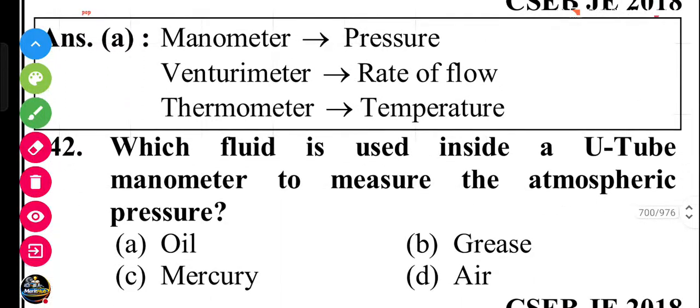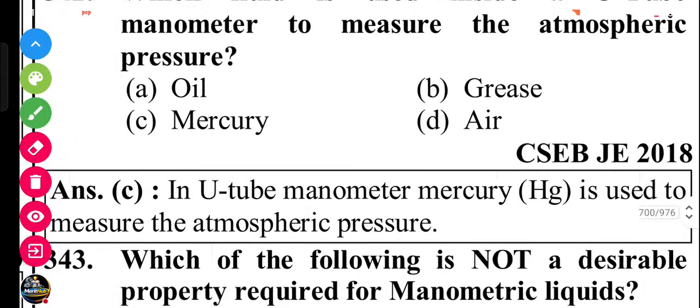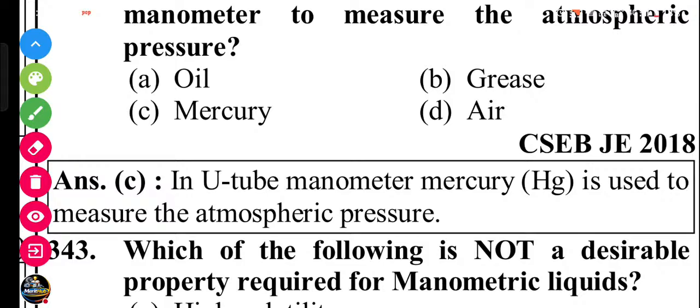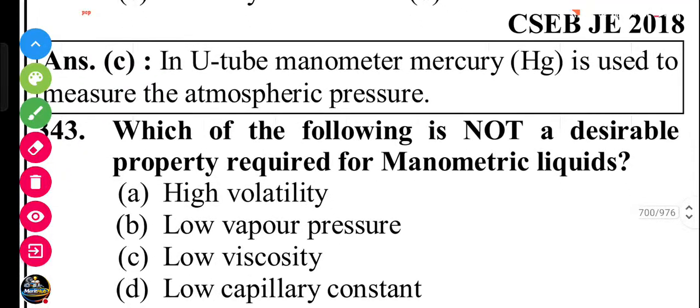Next question: which fluid is used inside a U tube manometer to measure the atmospheric pressure? Mercury is used. In the U tube manometer, mercury is used to measure the atmospheric pressure.